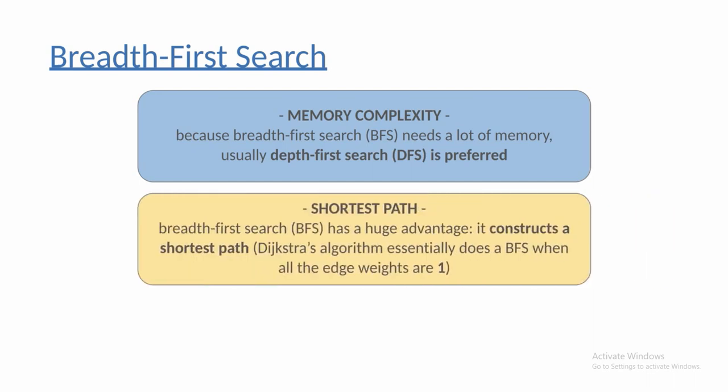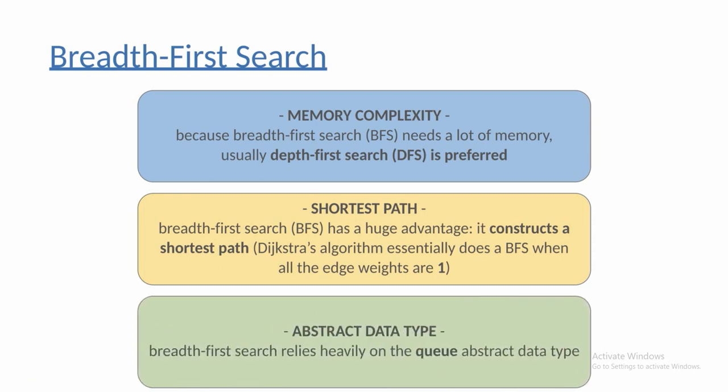Breadth-first search has a huge advantage. It constructs the shortest path. By the way, Dijkstra's algorithm essentially does a breadth-first search when all the edge weights are initialized to be 1. So we can find the shortest path in a graph with breadth-first search if all the edge weights are 1, and of course it is not possible with depth-first search. So this is one crucial advantage of breadth-first search. And finally, breadth-first search relies extremely heavily on the queue abstract data type, as we will see during implementation.